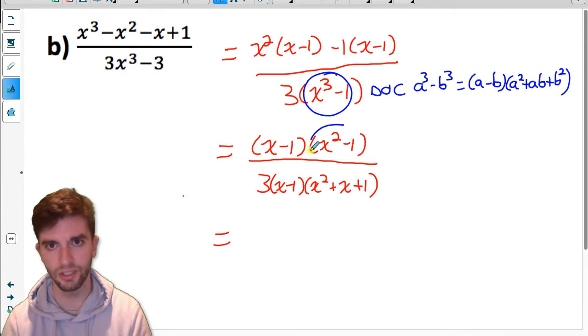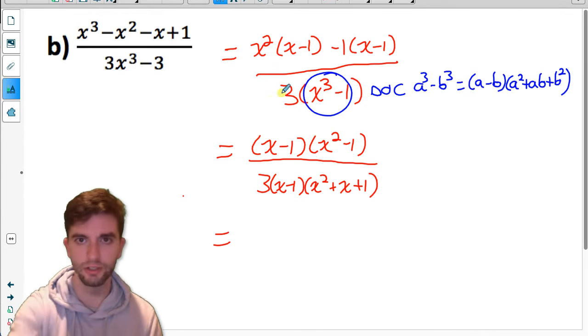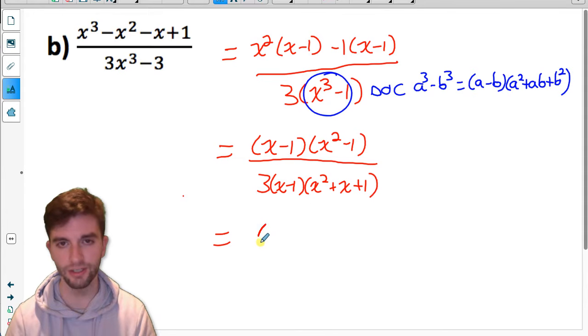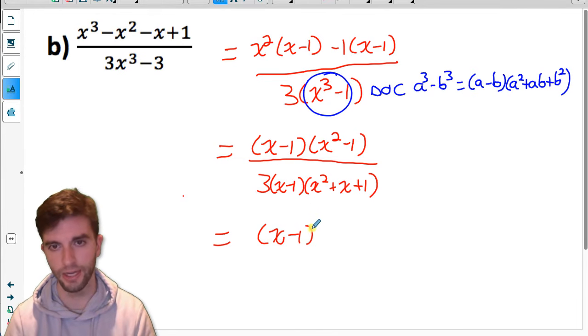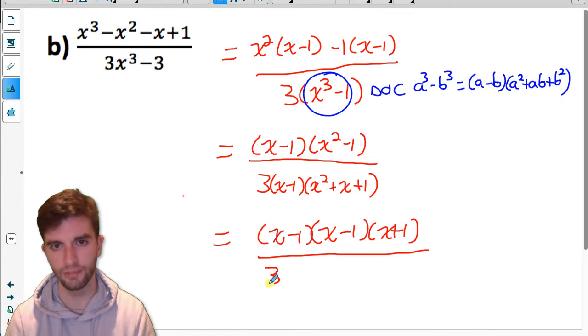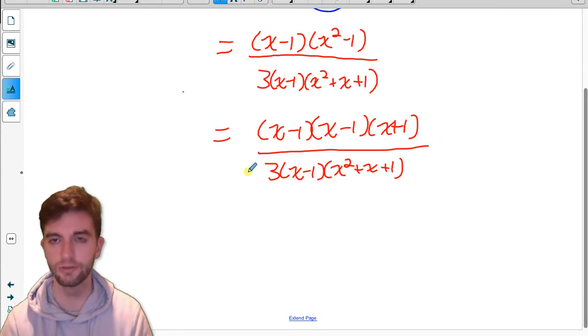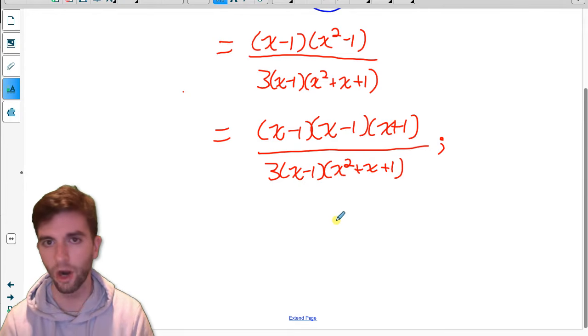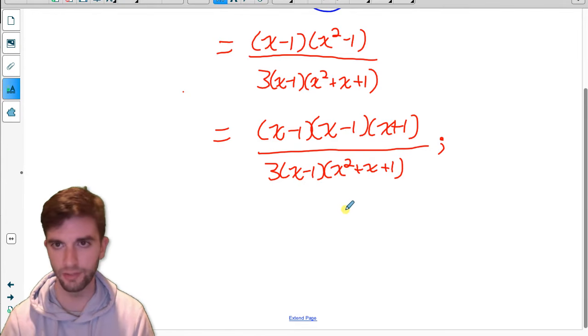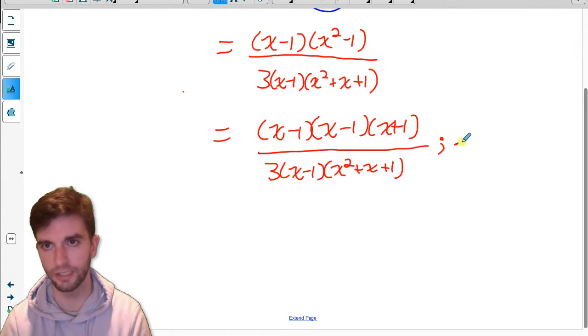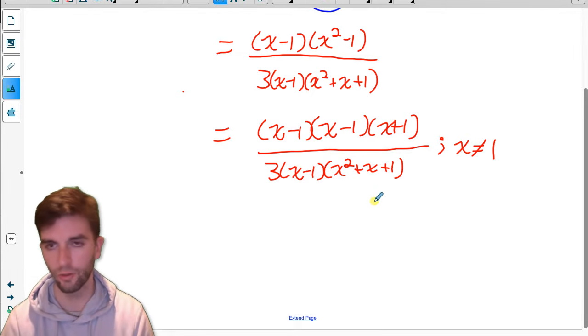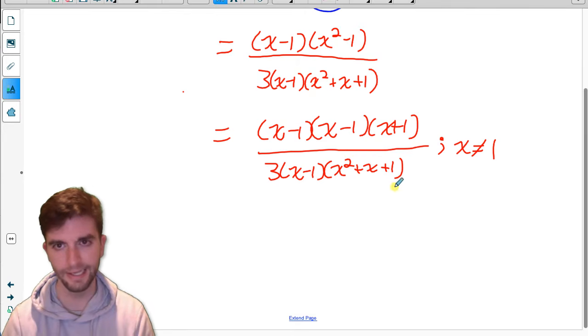I should also notice here is a difference of squares, so I could factor that further as well. Let's just get it into fully factored form. So that x squared minus 1 would go to x minus 1 times x plus 1, all over that same denominator. Now that it's fully factored, we should state our restrictions. Are there any values of x that would make the denominator be 0? Well, 3 can't be 0, but x minus 1 could be 0 if x was 1, so 1 is a restriction. Can x squared plus x plus 1 be 0?